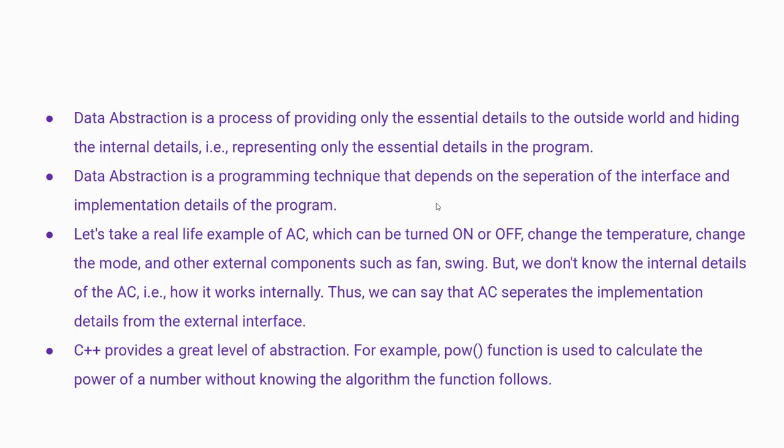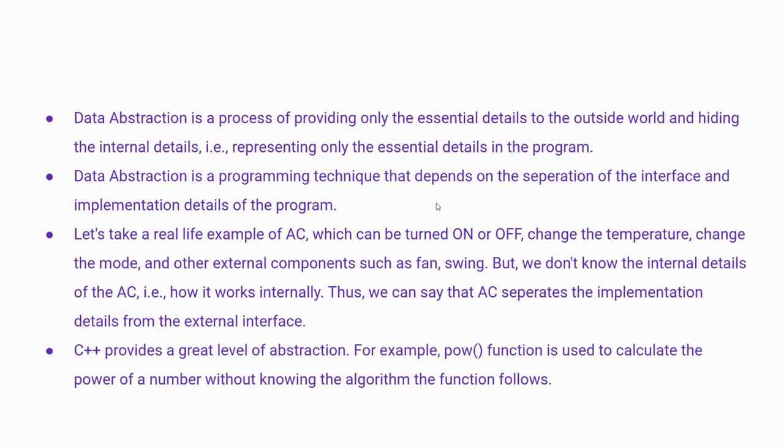It is a programming technique that depends on the separation of the interface and implementation details of the program. We'll see another real life example of an AC, which can be turned on or off, and you can change the temperature, change the mode, and other external components such as fan and swing. But we don't know the internal details of the AC, how it works internally. Thus, we can say that AC separates the implementation details from the external interface. This is known as abstraction.